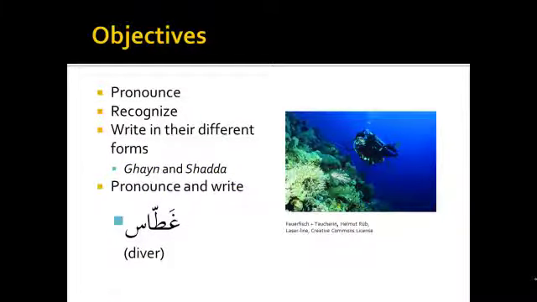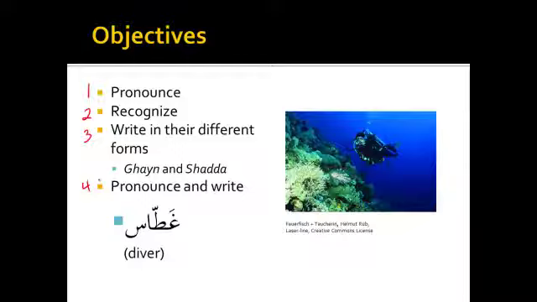We have four main objectives in this lesson. The first is to pronounce the Ghayn correctly. The second is to recognize the Ghayn and the Shadda when we see them in a word. The third is to write the Ghayn in its four different forms. The fourth is to pronounce and write the word Ghattas, which contains both the Ghayn and the Shadda.